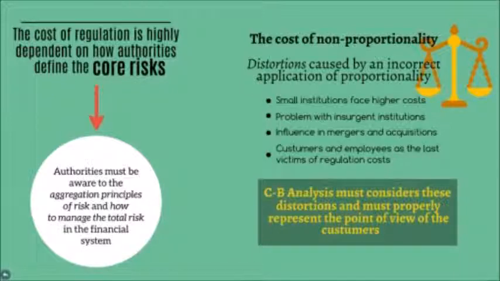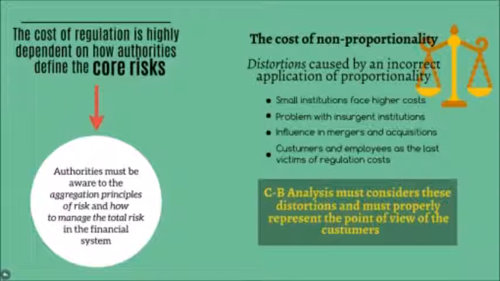If we take a deeper look at the costs originated by the regulation, we can affirm that they are highly dependent on how the authorities define the core risks. In addition, an absence or an incorrect application of proportionality in this domain may cause distortions in the financial system. Since the cost of regulation tends to have a scale effect, small institutions may suffer higher costs than the larger ones. Moreover, the scale effect may encourage mergers and acquisitions, influencing the organization of financial institutions, and it may be an obstacle to entering the market for insurgent institutions.